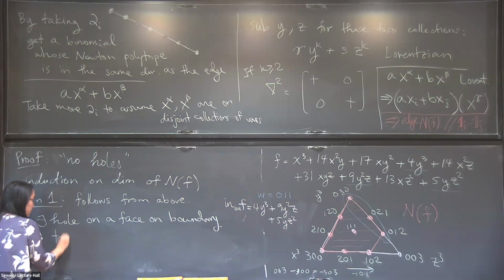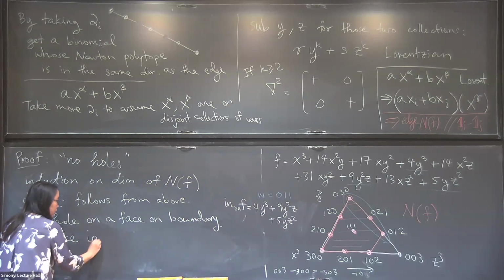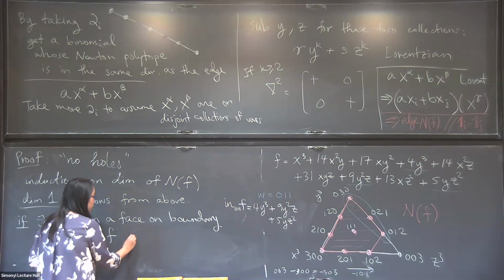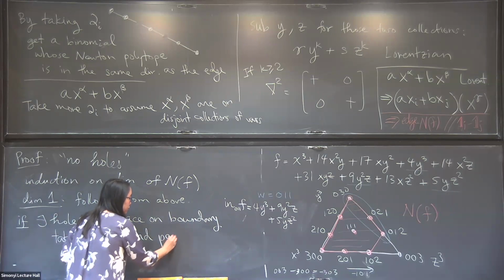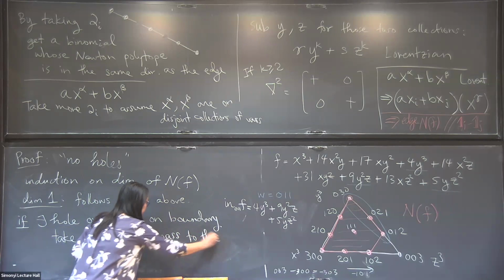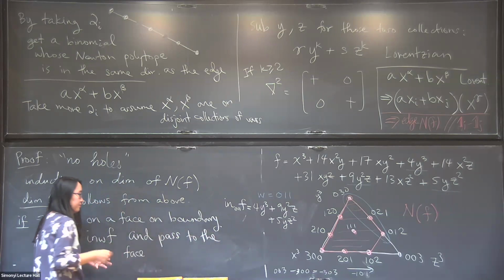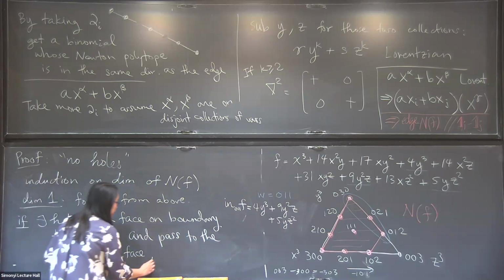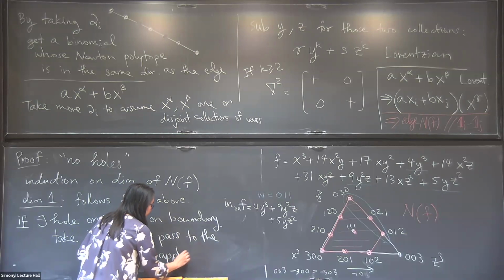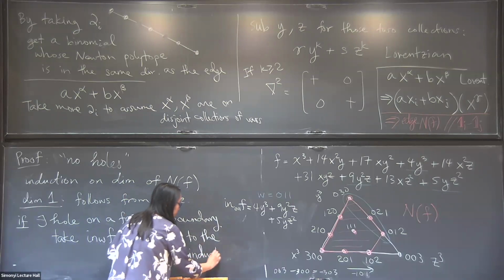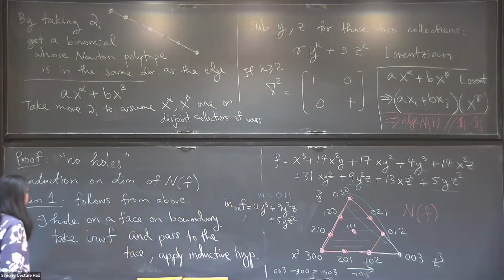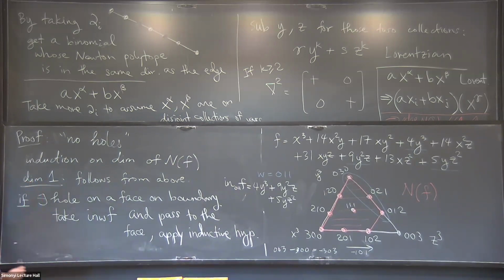Take the initial form with respect to an appropriate direction to pick up the face. Take the initial form and pass to the face. That will reduce the dimension. In other words, by the inductive hypothesis, it cannot be. Cut to the face and then apply induction. Now you are reduced to the case where there is a hole in the interior.